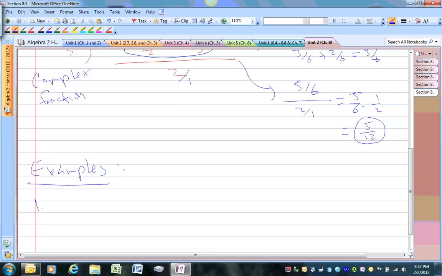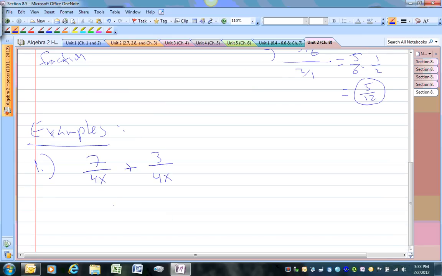So start with number 1. Let's say I want to do 7/4x plus 3/4x. So here we got ourselves 2 rational functions. Since the denominators are already the same, you just combine the numerators. And you can actually reduce this if we wanted to. So we have 5/2x.